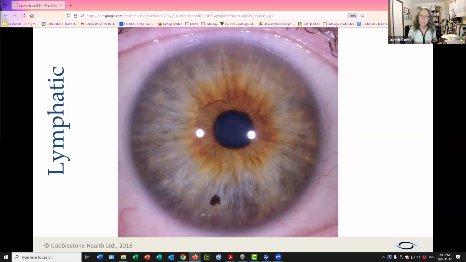This is another lymphatic iris. We've got some steel blue gray back here. It's not the bright blue that we just looked at. It's a darker, slightly duller shade of blue. And that's okay. That is still a lymphatic iris.